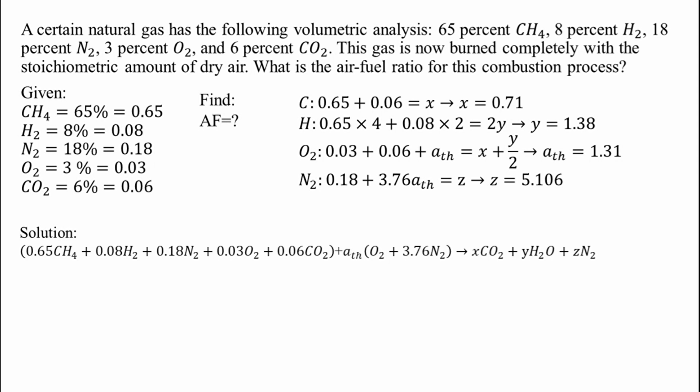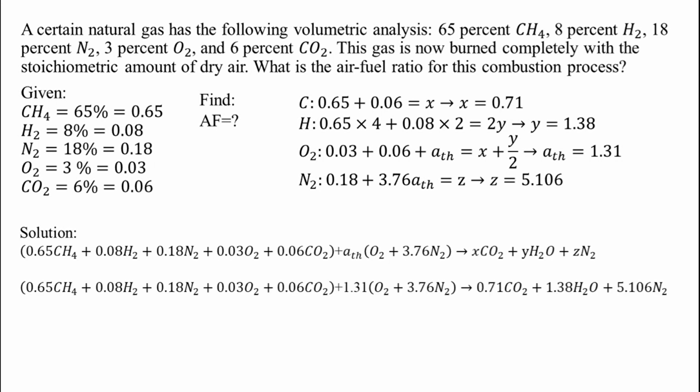Solving for Z, the value is 5.106. We substitute the values of the coefficients into the combustion equation to have 0.65 kilomole of methane plus 0.08 kilomole of hydrogen plus 0.18 kilomole of nitrogen plus 0.03 kilomole of oxygen plus 0.06 kilomole of carbon dioxide plus 1.31 kilomole multiplied by oxygen plus 3.76 nitrogen, which is balanced to 0.71 kilomole of carbon dioxide plus 1.38 kilomole of water plus 5.106 kilomole of nitrogen. So the combustion is now balanced.